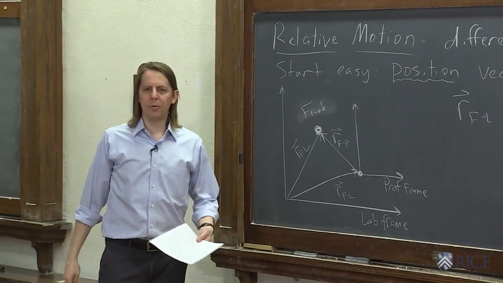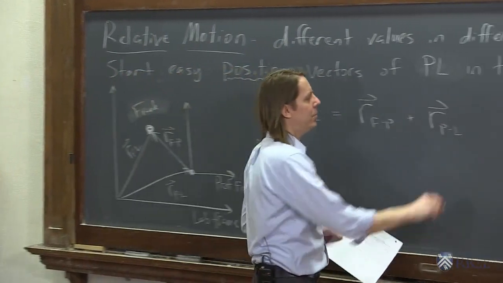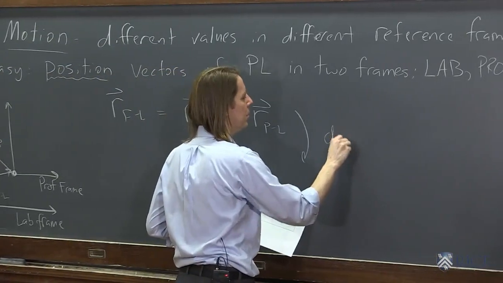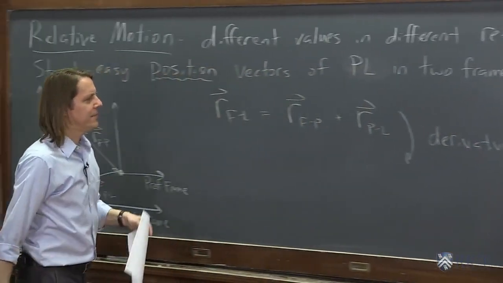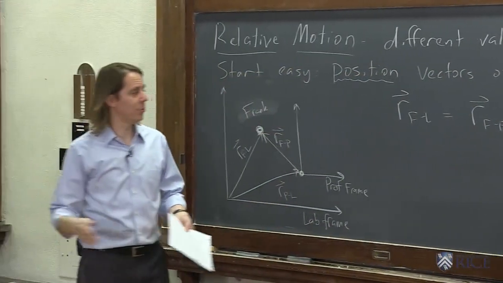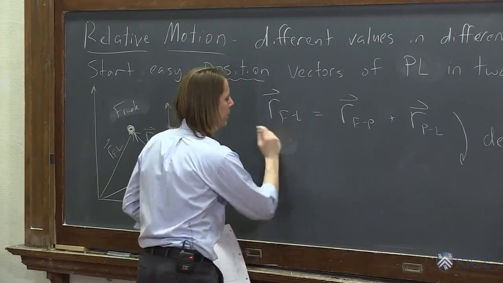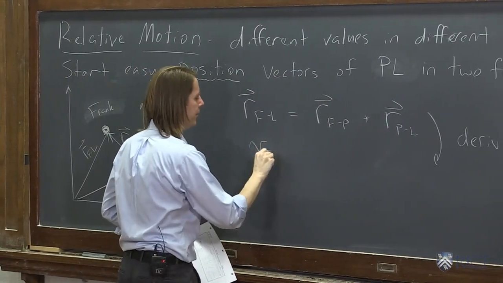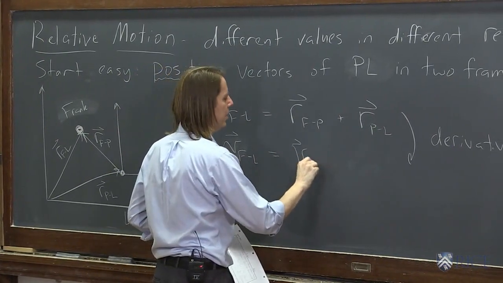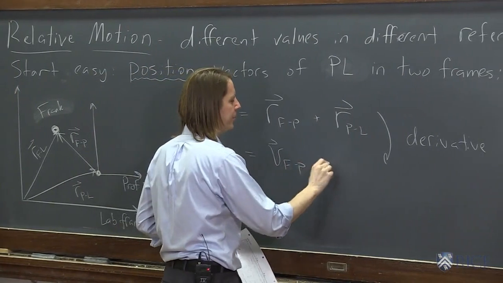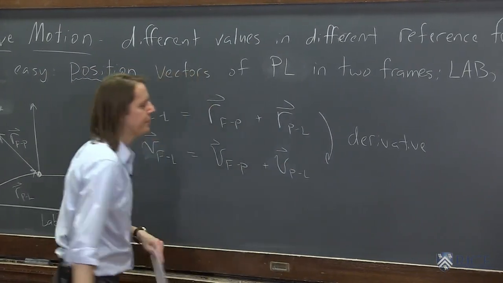But most of these problems don't involve positions. They involve velocities. You want to think about velocity. Well, guess what? All you've got to do is take a derivative. And if any of these things start moving in time, or if they all start moving in time, this just becomes their velocities. The velocity of Frank in the lab frame is equal to the velocity of Frank in my frame, the professor frame, plus the velocity of me, the professor, in the lab frame.